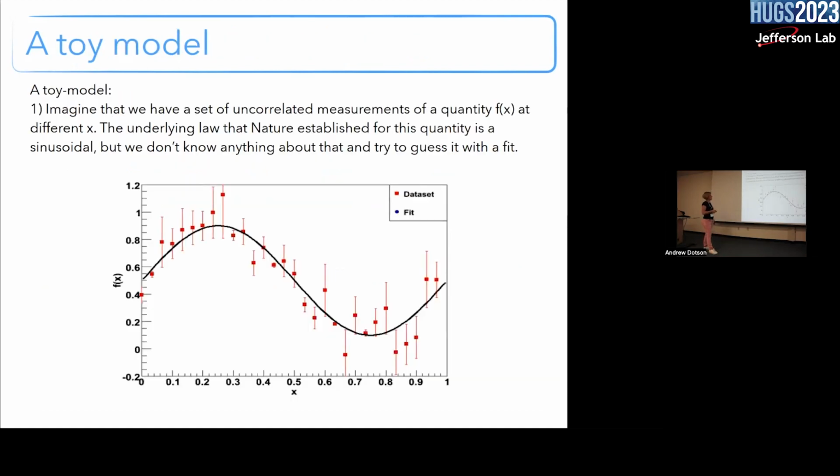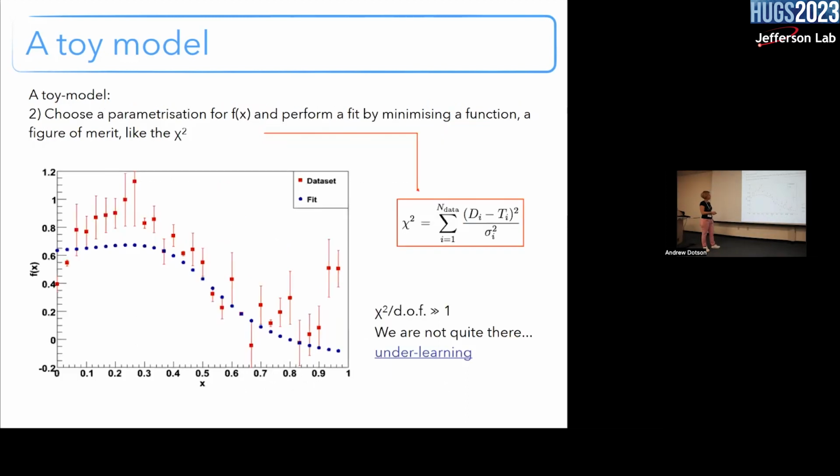So let's start with a kind of toy model just to understand what we need to do. Imagine that we have a set of uncorrelated measurements, which are these red points, of a quantity f(x) at different values of x. And the underlying law that nature established for this quantity is a sine function, but we don't know it, because we don't possess the law of nature. So we try to guess it with a fit, okay? So we want to fit a sine function given this measurement.